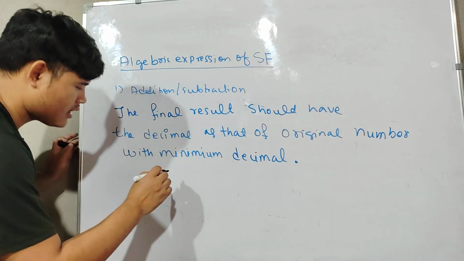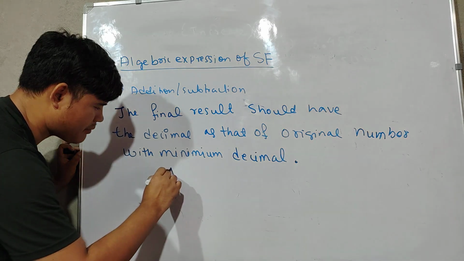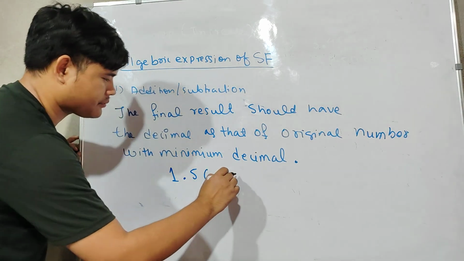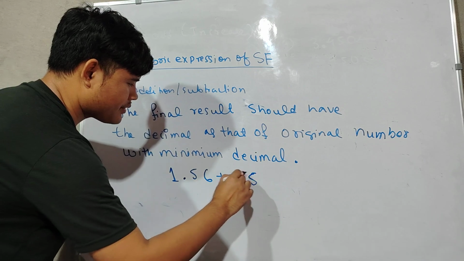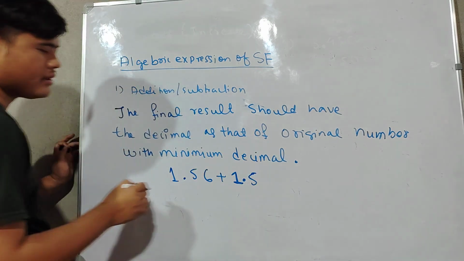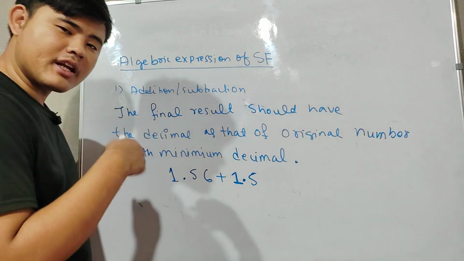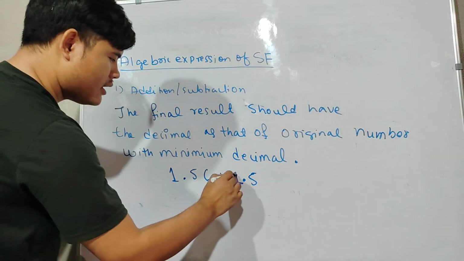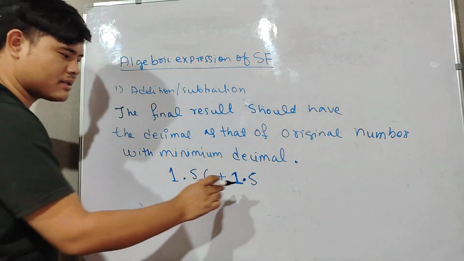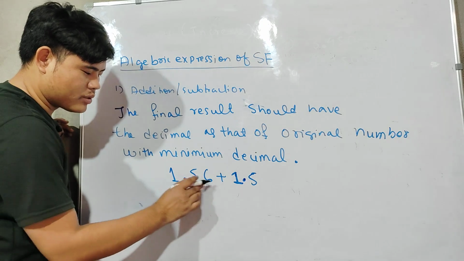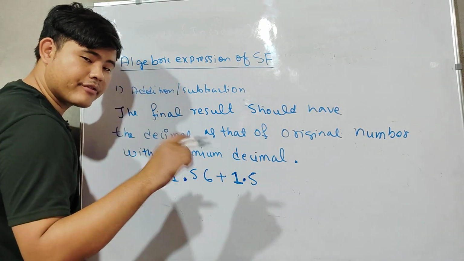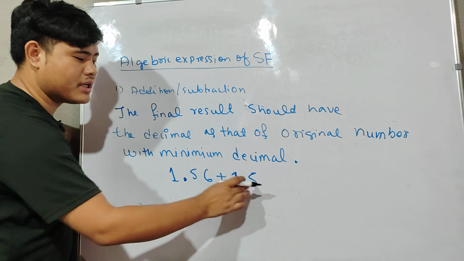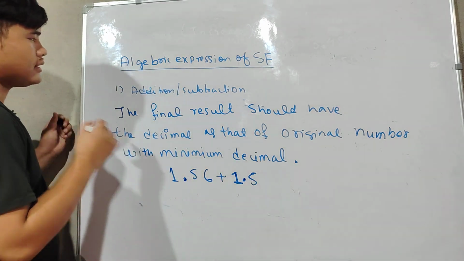See here, like in this example. Suppose I am adding 1.56 plus 1.5. After rounding off, it should have the same decimals. So now see here, after the decimal only one digit is there, and here after the decimal two digits are there. So the final result should have only one digit after the decimal.